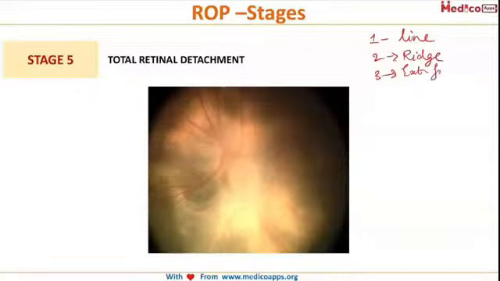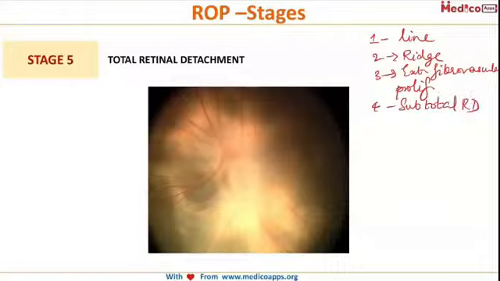Just to summarize, stage 1 is our line, stage 2 is ridge, stage 3 is extraretinal fibrovascular proliferation, stage 4 is subtotal RD, and stage 5 is your total tractional RD. Okay, these are the 5 stages. Kindly try to remember.